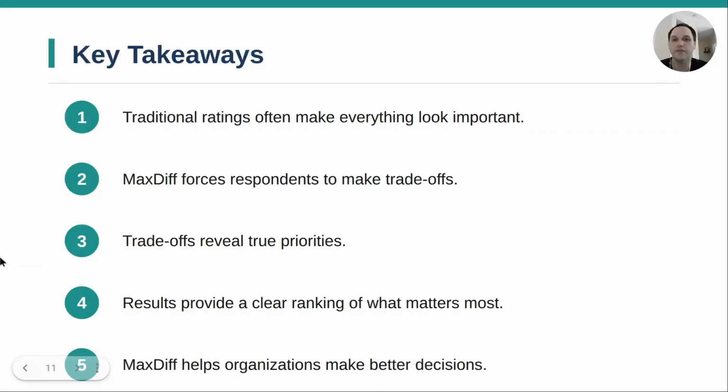Let's conclude with 5 key takeaways. First, traditional rating scales often make everything appear important. Second, MaxDiff forces respondents to make trade-offs between alternatives. Third, those trade-offs reveal priorities that might otherwise remain hidden. Fourth, the results create a clear ranking of what customers value most. And fifth, those rankings help organizations make better decisions about where to invest their resources.